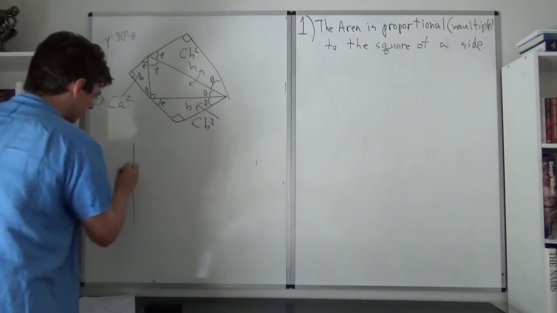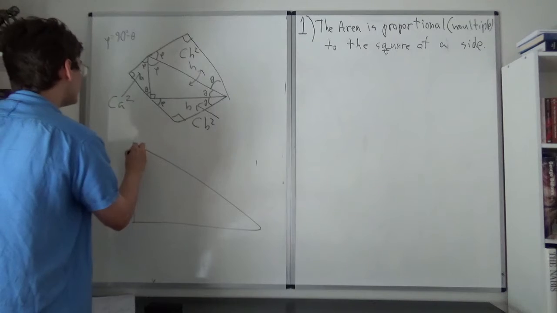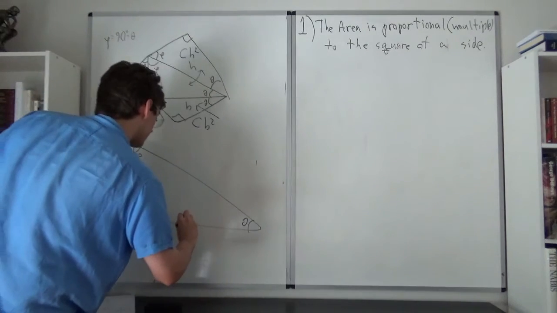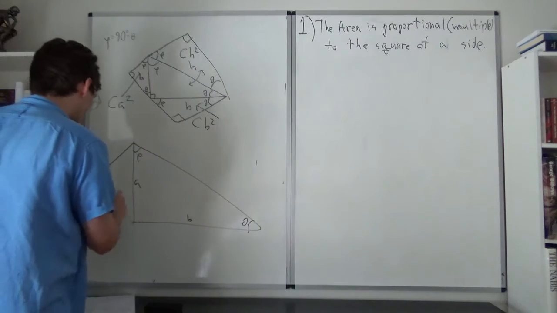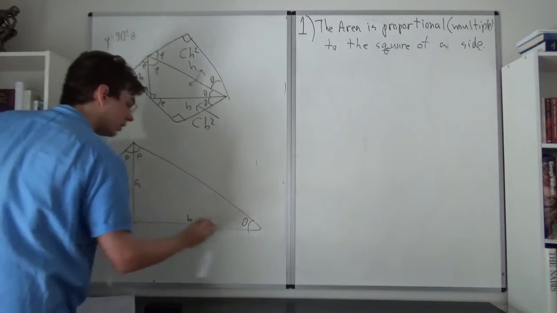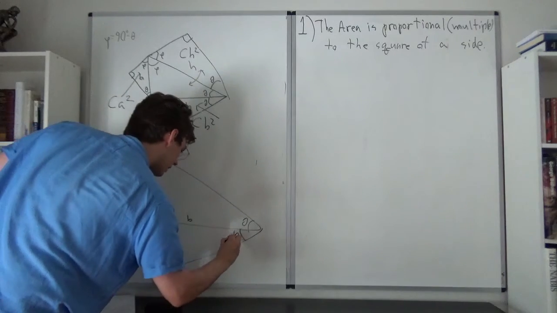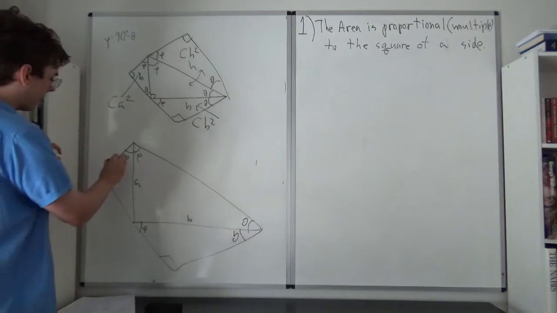I'm going to redraw this triangle down here just to give me a little more space. So here's phi, here's theta, here's b, here's a. And there's, of course, my other little triangles. Theta, phi. Okay, so how are they related here?